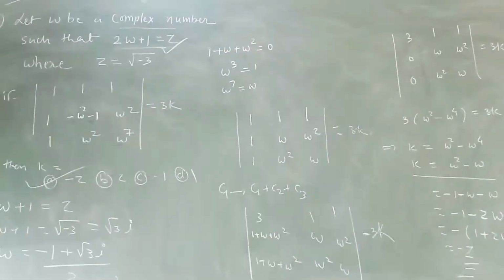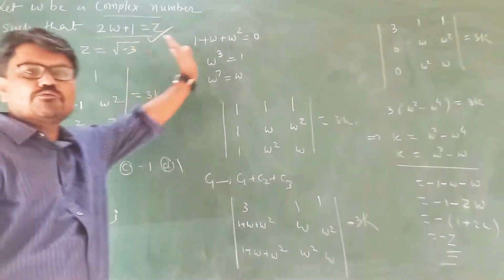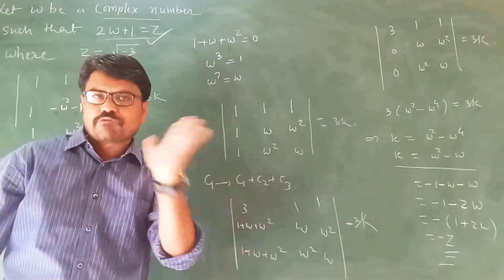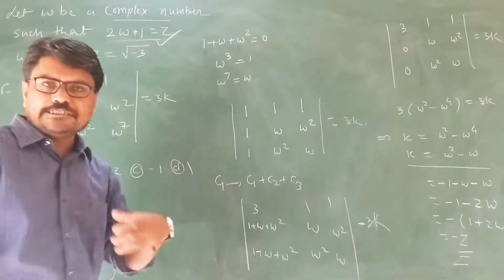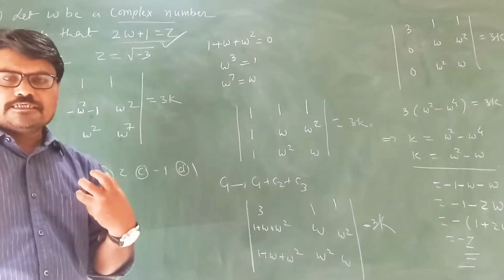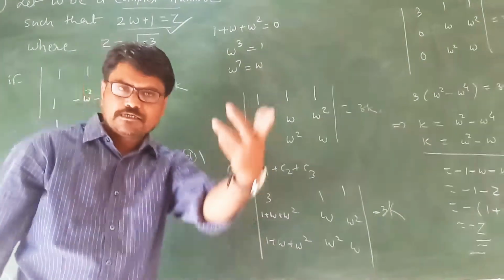And here we have learned one more important concept, that is the cube root of unity and its properties. And of course we have applied the elementary operation, that is the invariance property we call for the determinant. So in that way we can solve the determinant problems. Okay, come to the next problem.